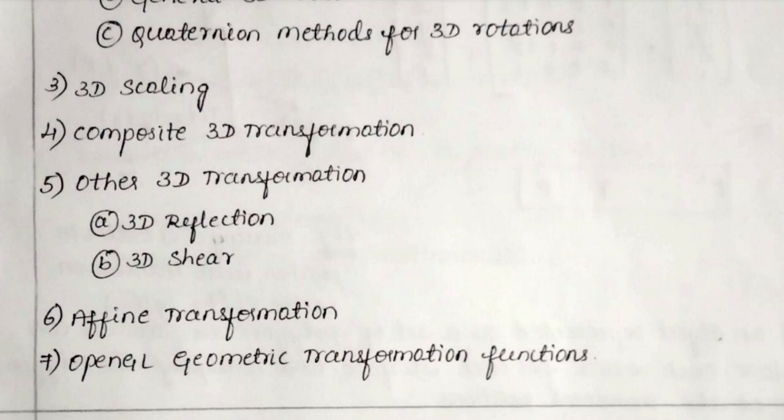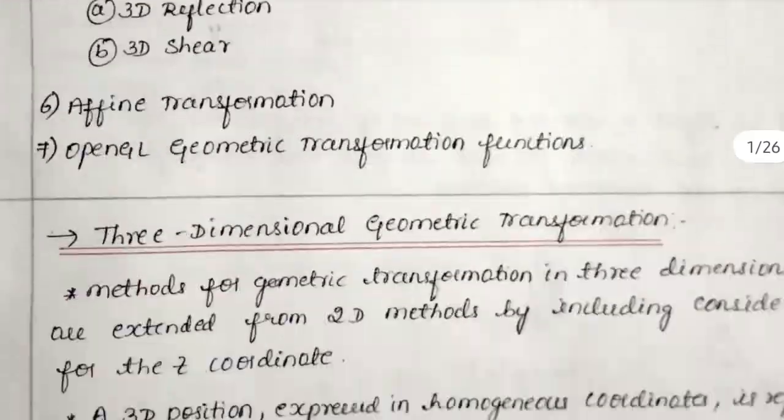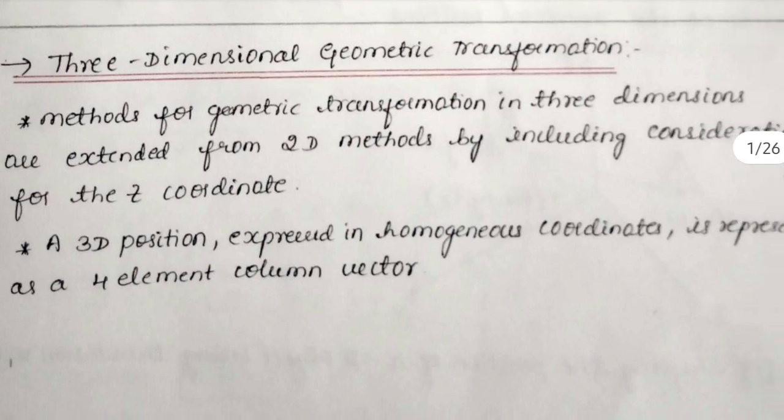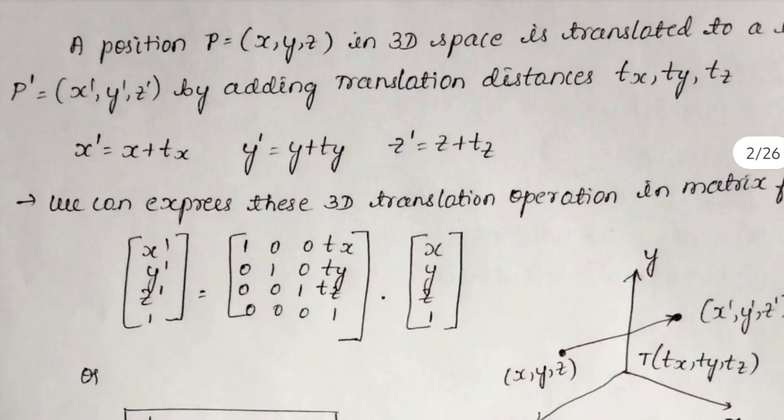Okay, so these are the topics which are present under the second chapter. Let's get started with the first one, which is 3D translation. This is the same as the things we discussed in the second module on 2D translations. Just the matrix value will be a bit increased. That's all the difference.